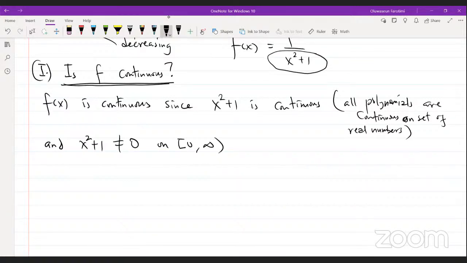All right, so let's move on. So what is the second hypothesis? We're trying to answer the question, is f positive?